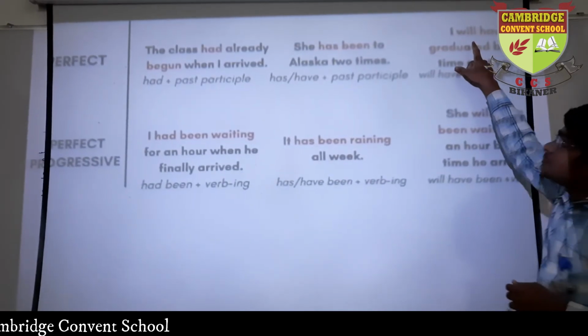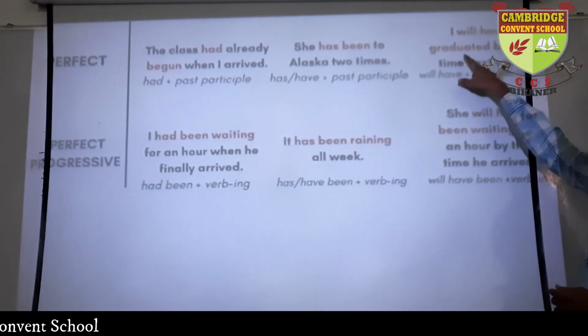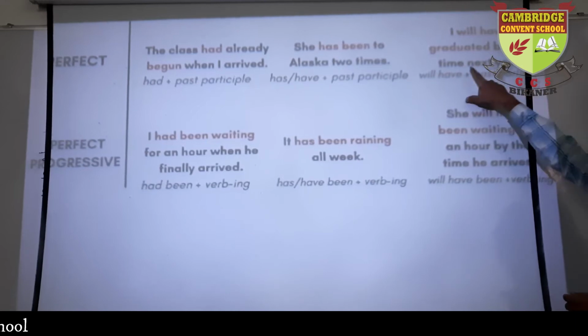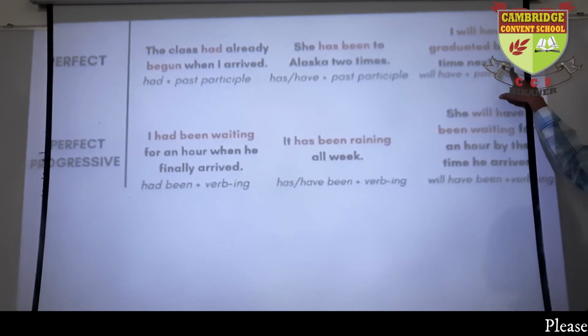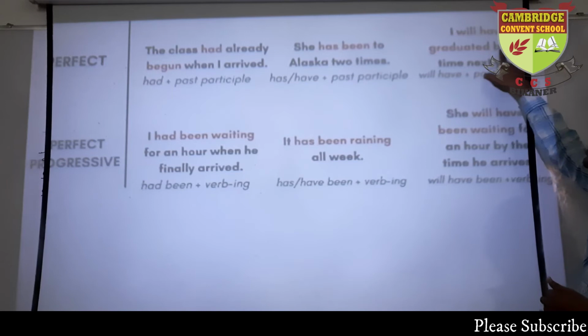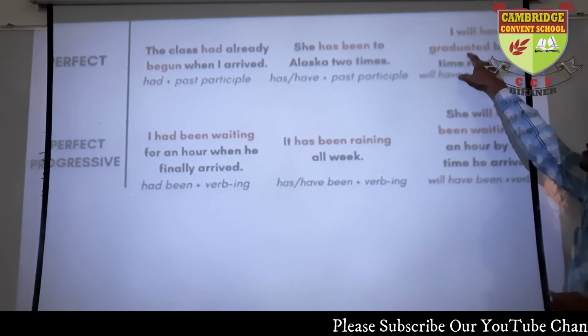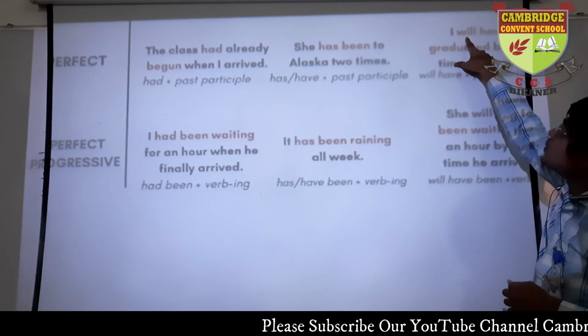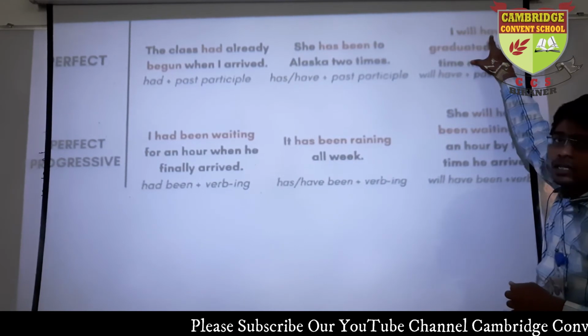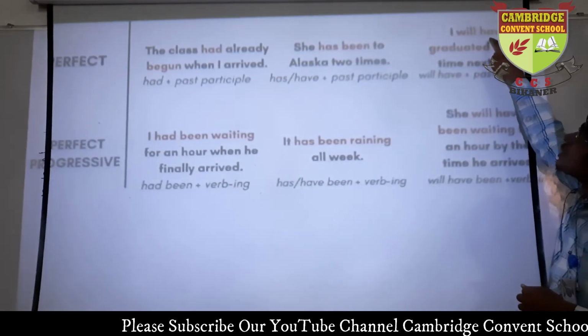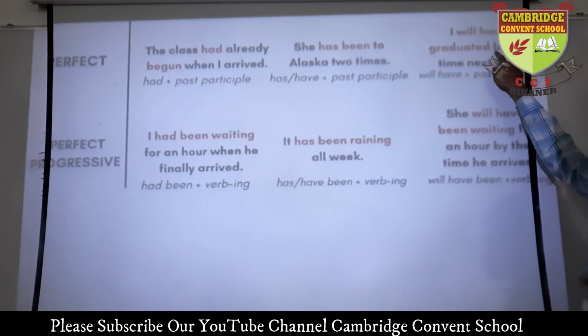In the third tense, I will have graduated by this time next year. So the verb is in third form. The helping verb is will or shall, and have permanently comes with the verb in third form.